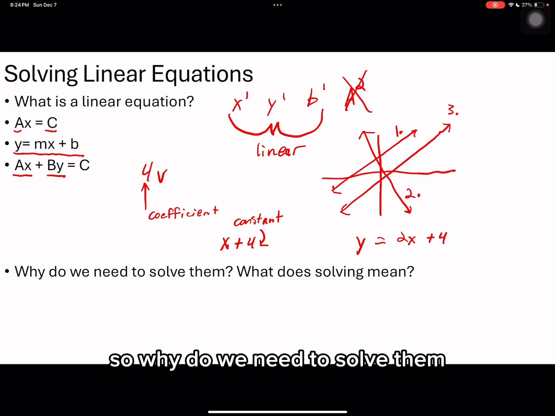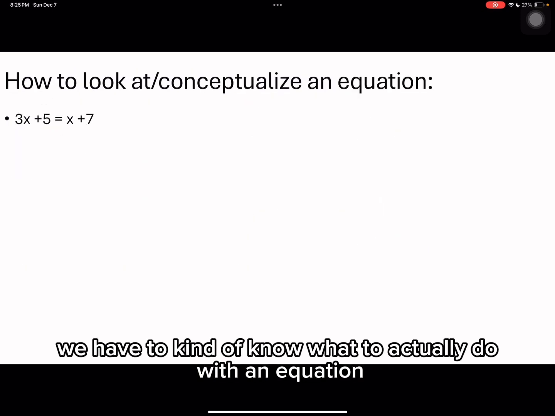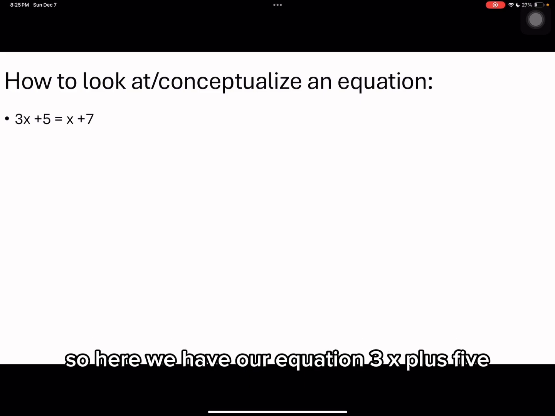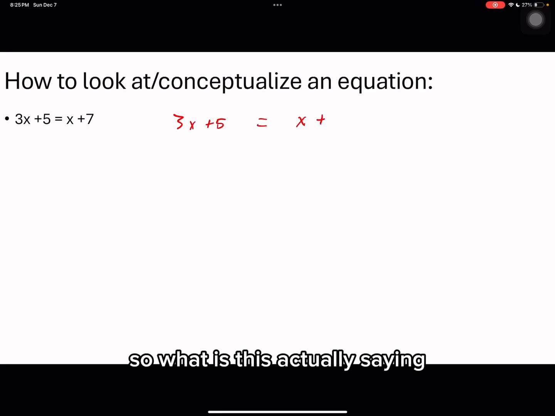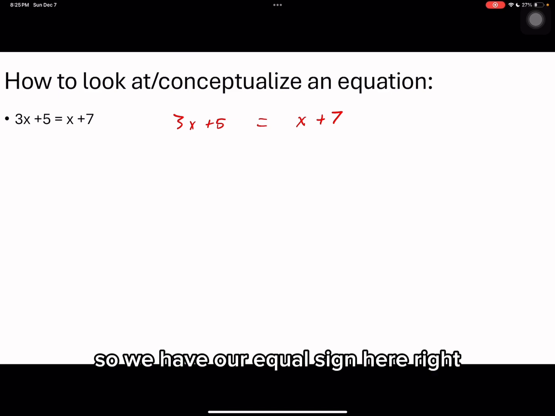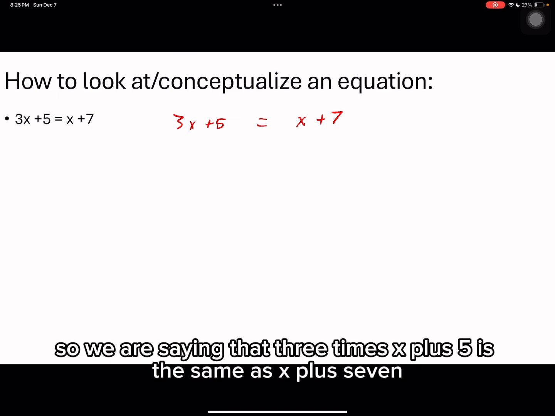So why do we need to solve them? And what does solving even mean? In order to solve, we have to know what to actually do with an equation. So here we have our equation 3x plus 5 equals x plus 7. Okay, so what is this actually saying? We have our equal sign here, right? So we are saying that 3 times x plus 5 is the same as x plus 7.